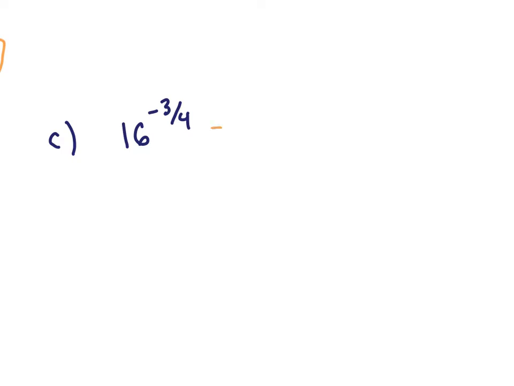How can we get rid of the negative? The reciprocal. So we just switch it to the bottom. If we have a negative on the top, we put it on the bottom. If we have a negative on the bottom, we put it on the top. So this would be 16 to the 3/4. Everything else just stays the same. We just put it on the bottom of our fraction.